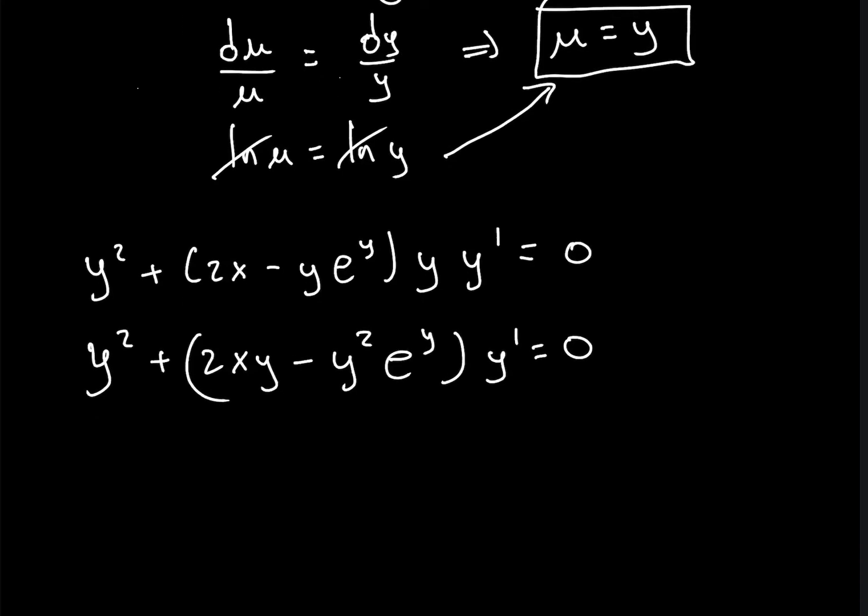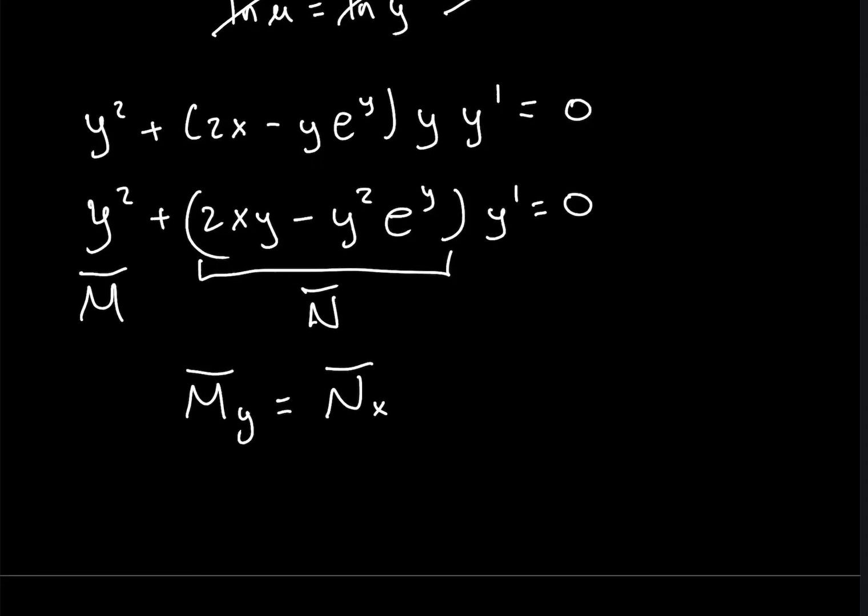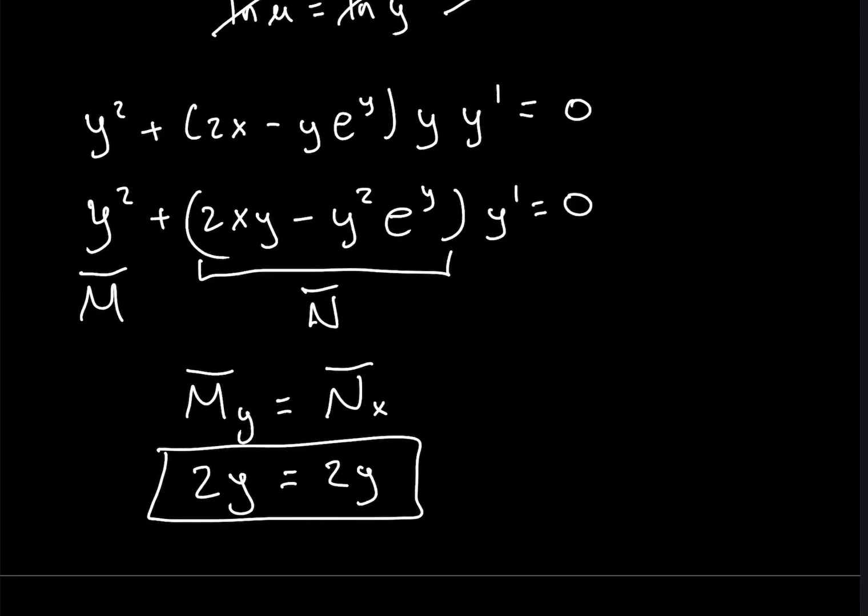Okay, so now we have transformed the original equation into this new equation. This part I'm going to call M hat, and this part here I'm going to call N hat. So now we need to verify that this equation is exact. To do that, we need that the partial derivative of M hat with respect to y is equal to the partial derivative of N hat with respect to x. So let's see, what is the partial derivative of M hat with respect to y? We get 2y here. And what is the partial derivative of N hat with respect to x? We'll get 2y.